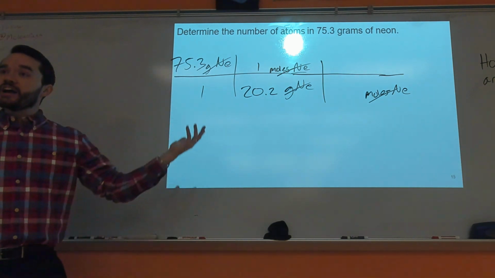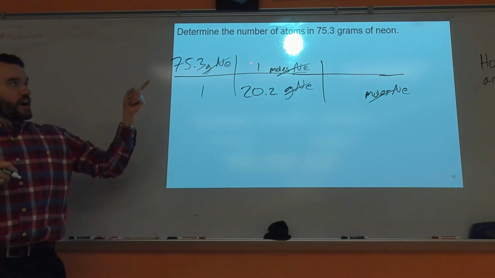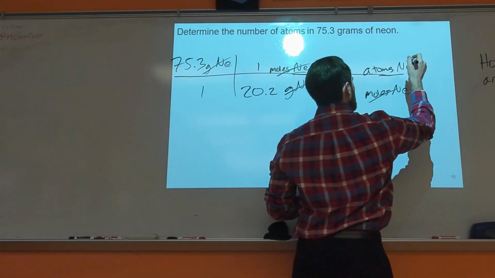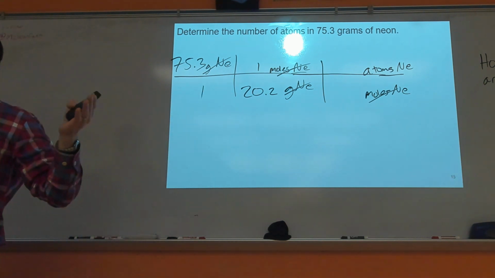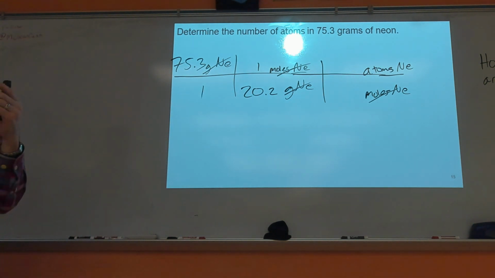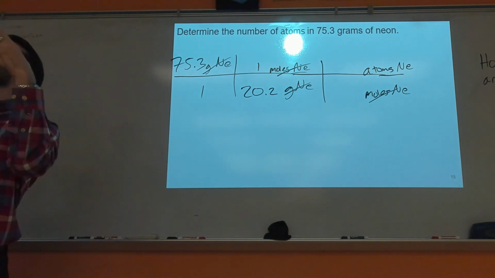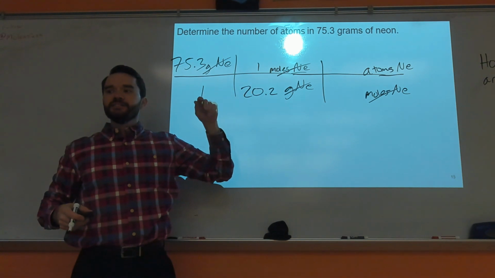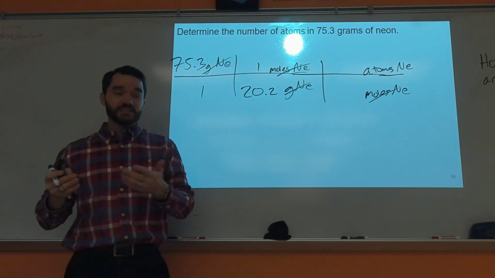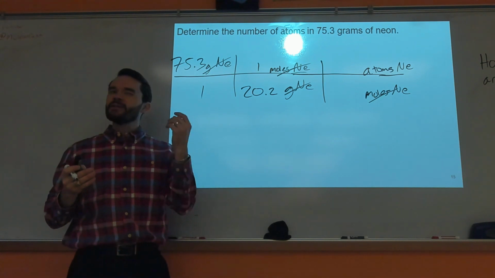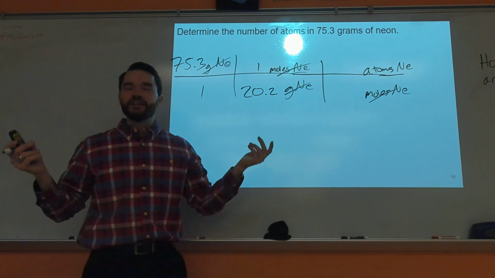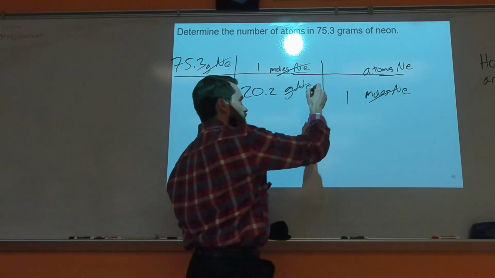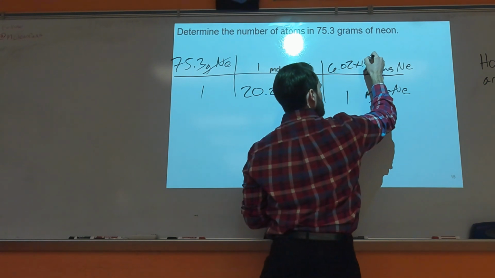Now, what are we trying to find? Don't lose sight of what we're trying to do. We're trying to find atoms, right? So atoms of neon is going to go up here. Well, what are the numbers that go there? Does that number go up here or down here? Top. Think about what that number means. How many atoms, but how many atoms in what? In a mole. So in 1 mole, there is 6.02 times 10 to the 23rd.